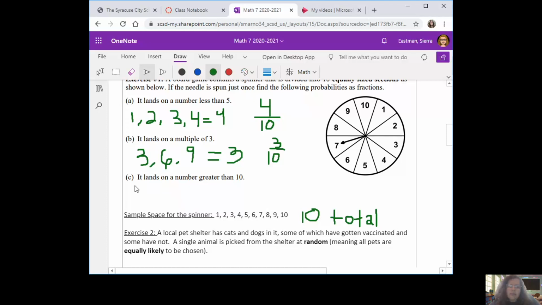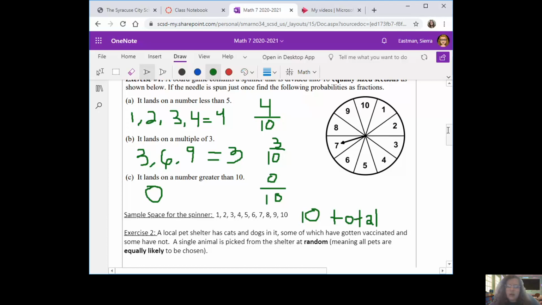Very last event here, they want it to land on a number greater than 10. We actually can see that's not possible. There are 0 outcomes that match that event. So we're going to say 0 out of 10.